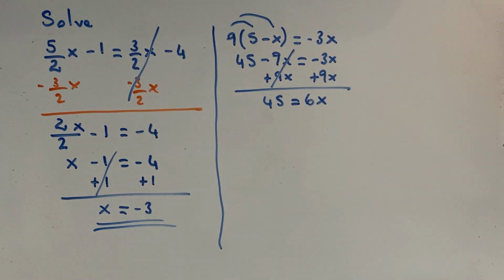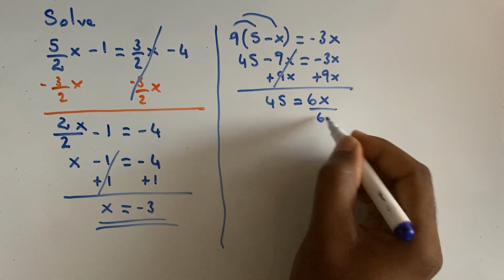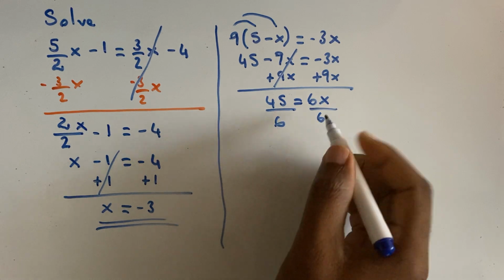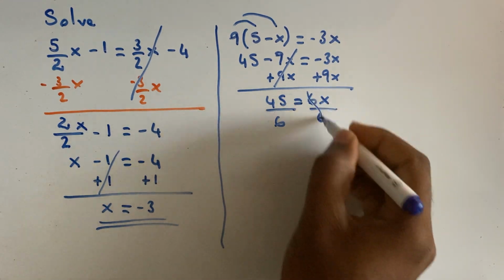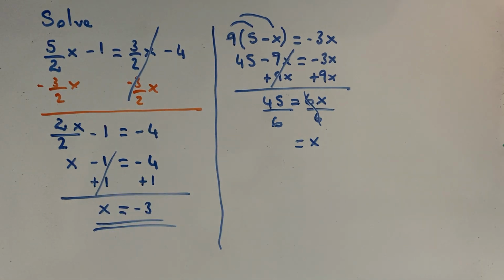Okay, then from here, what do we do? Remember, I'm solving for x. So this is a multiplication, so I have to divide both sides by 6. And therefore, this is now x equals 45 over 6.